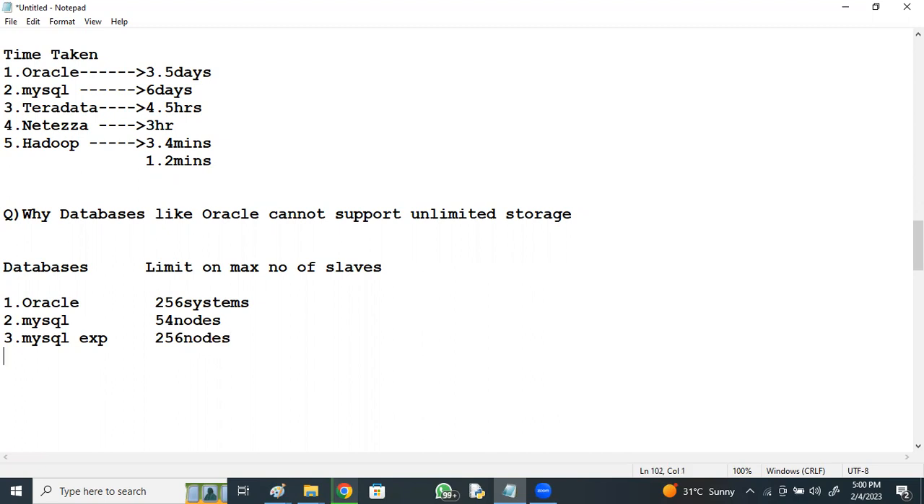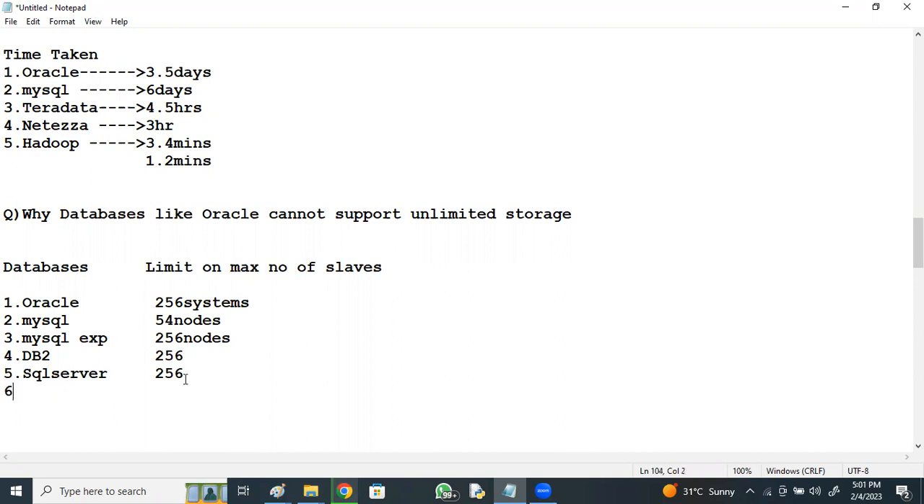Okay, 256. And apart from this, any database like DB2 has taken 256 nodes, slaves or systems. SQL Server also has taken the same. Max, it can go with a maximum of 256 slaves or nodes for storing its data. Once they get filled, they cannot store data further.